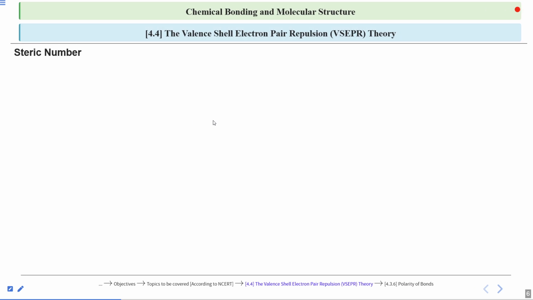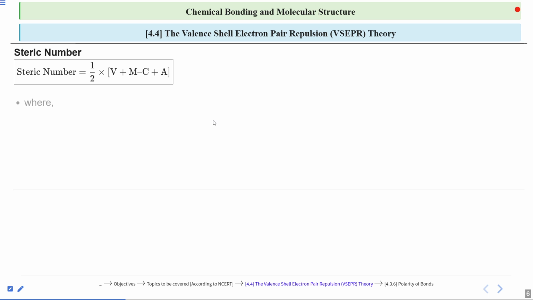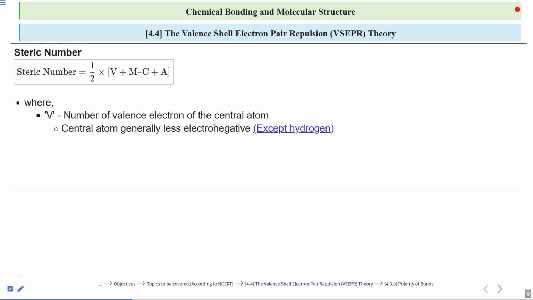Talking about the steric number, it can be calculated by using this very simple formula, which says that steric number equals 1/2 multiplied by (V + M - C + A). Now what are these symbols? The first symbol, V, is simply equal to the number of valence electrons of the central atom. If you consider a molecule, there will be various atoms in that. If you are considering H2O, NH3, SO2, then it includes various other atoms. Now you have to determine which one is the central atom.